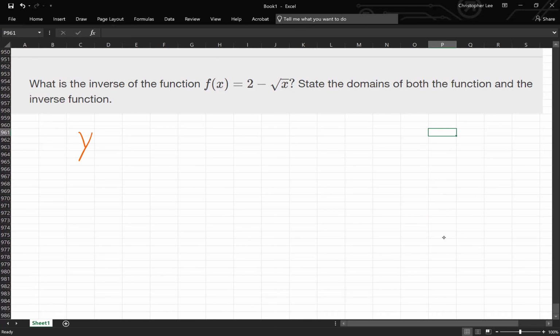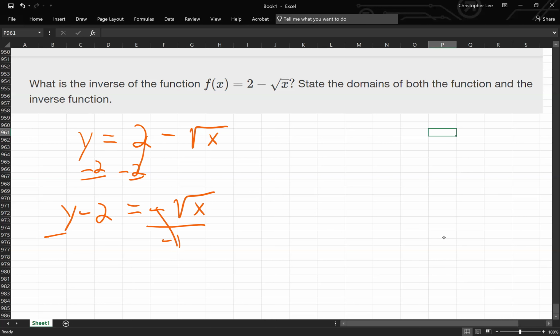So I have y is equal to 2 minus the square root of x. I'm going to solve for x. I'm going to subtract 2 from both sides; what I do to one side, I do to the other. y minus 2 is equal to negative square root x. I'm going to divide by negative 1. So now I have negative y plus 2 is equal to square root x.